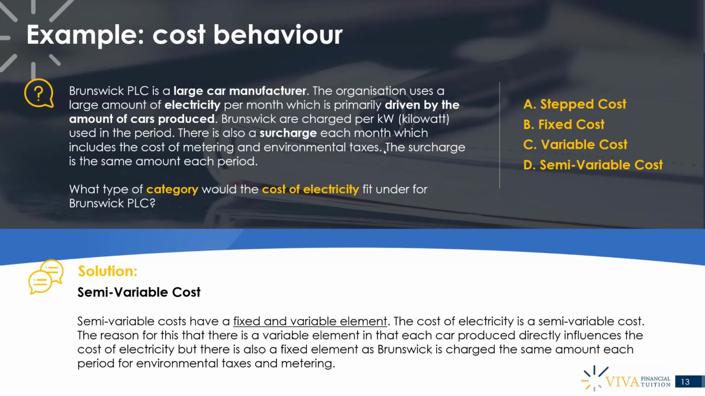And the solution there just basically reiterates everything I'm saying. The variable and the fixed element combined, and obviously the variable element is related to the amount of units produced, and the surcharge is fixed, so it's not related to the amount of units produced. So that gives a clue that it's a fixed cost, and so we combine the two together and we get a semi-variable cost.